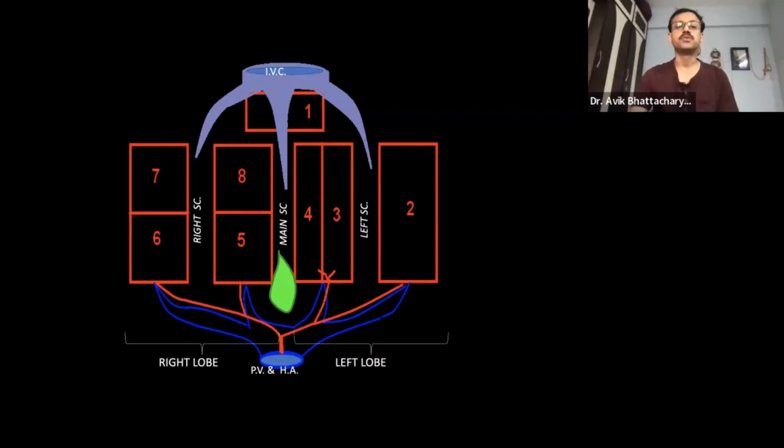All right. As we know, the hepatic veins and portal vein differentiate the different segments of the liver: the right hepatic vein, middle hepatic vein, and left hepatic vein. The middle hepatic vein divides the liver into right and left lobe. The right hepatic vein divides the right lobe into anterior and posterior segments, and the left hepatic vein divides the left lobe into medial and lateral segments.